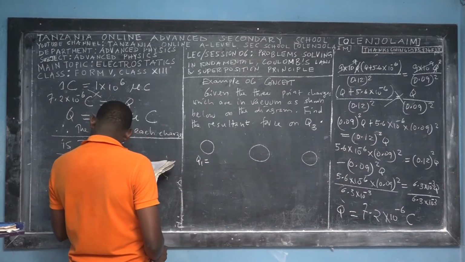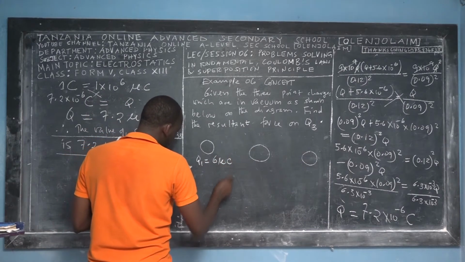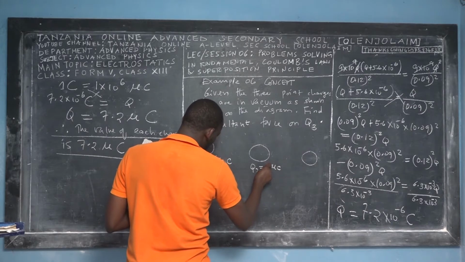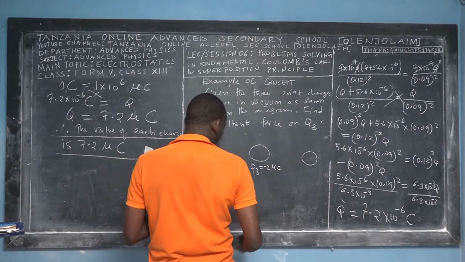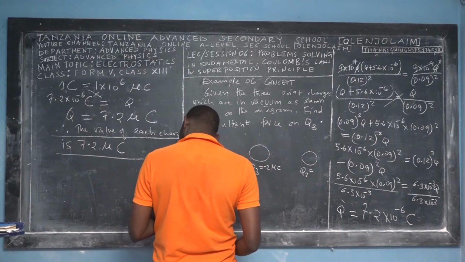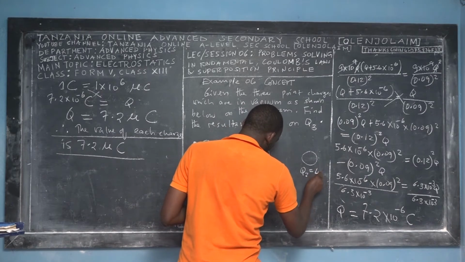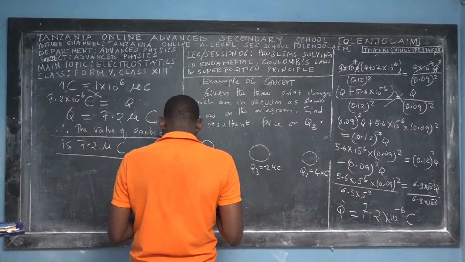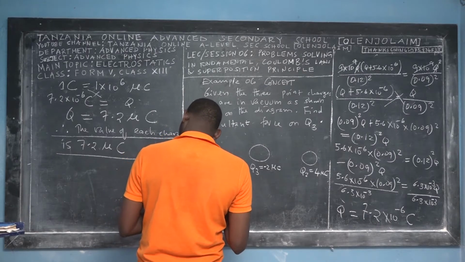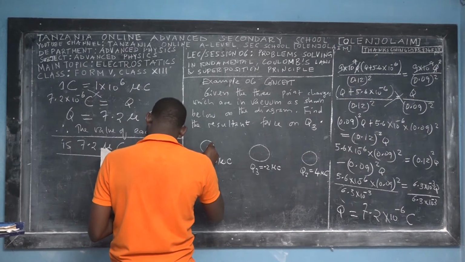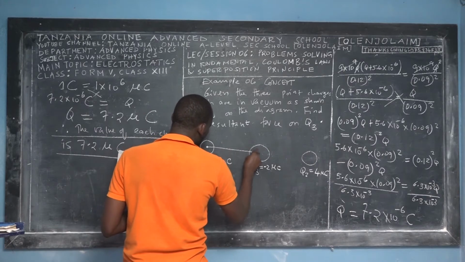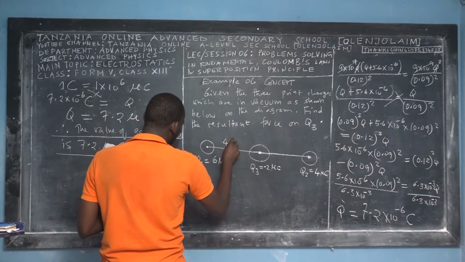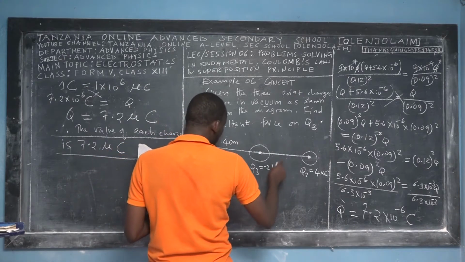Q1 is equal to 6 microcoulomb, Q3 is negative 2 microcoulomb, Q2 is equal to 4 microcoulomb. This is 4 centimeters. This is 6 centimeters.